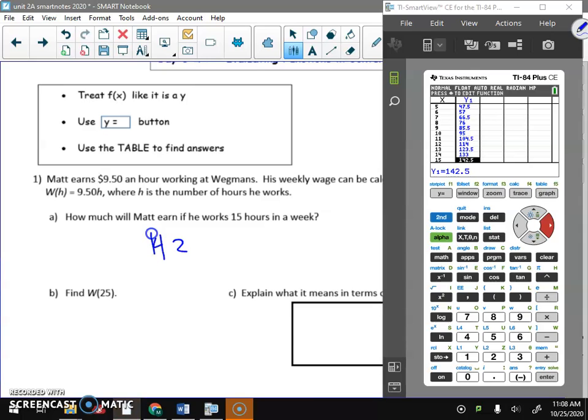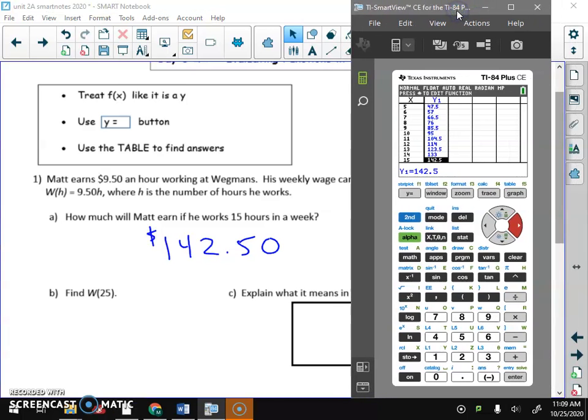15 hours, I would make $142.50. Whoops, sorry, that's a little messy. $142.50, but you need 2 decimals for money, so you just add a 0 at the end. Not 5 cents, 50 cents. All right, so that one might have been an easier question maybe than part B.